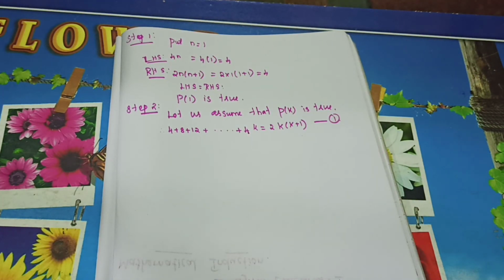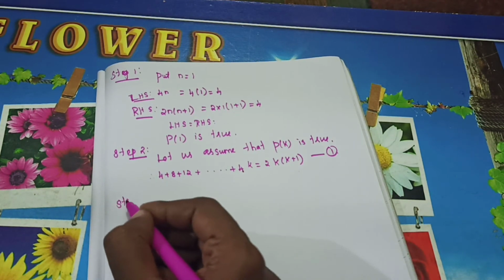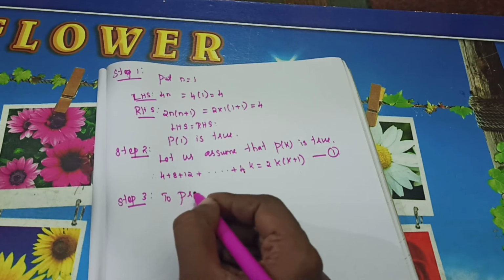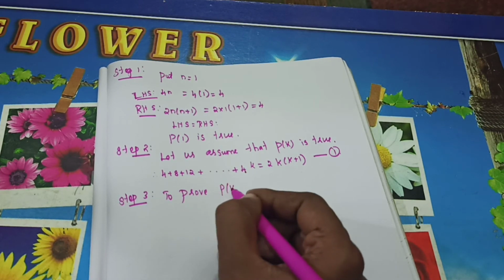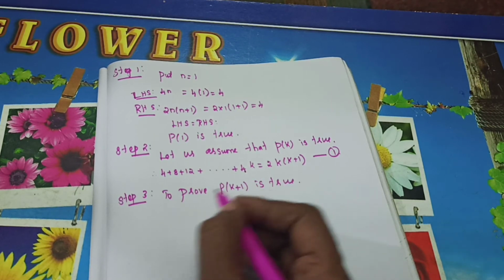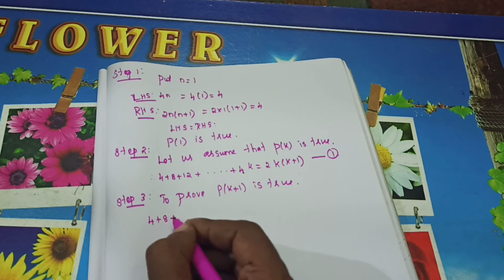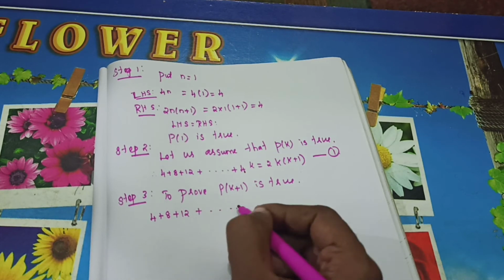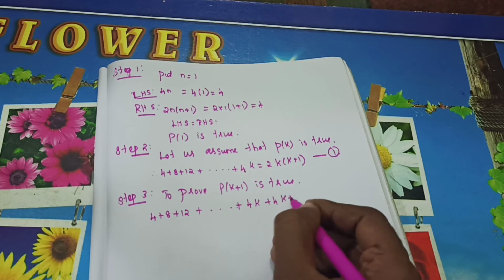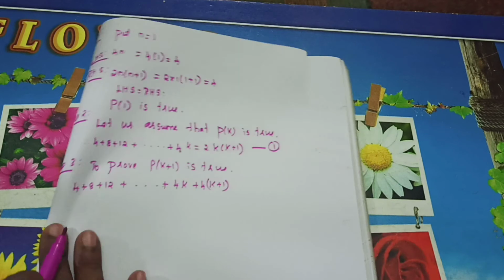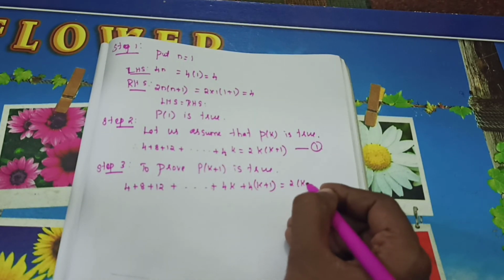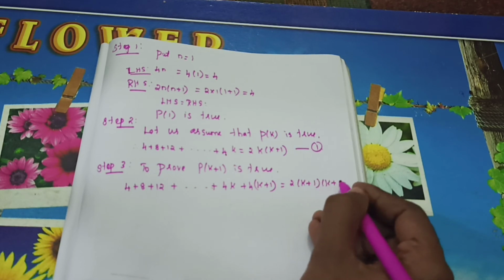Okay. Now come to step 3. What is step 3? To prove P of k plus 1 is true. To prove P of k plus 1 is true. So 4 plus 8 plus 12 plus etc. plus 4k. Next, what will you get? 4 into k plus 1. Is it right? Okay. That's equal to, RHS is also substituted, 2 into k plus 1 into k plus 2.